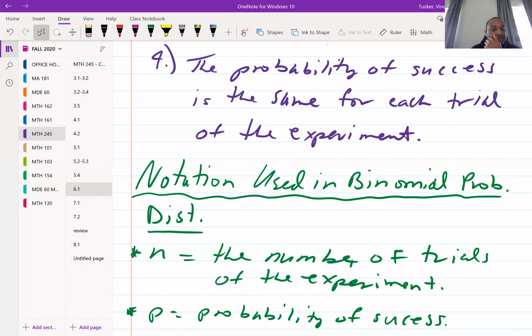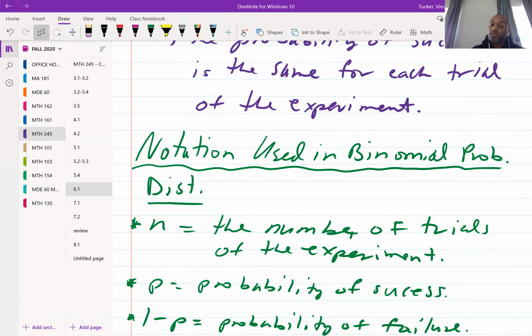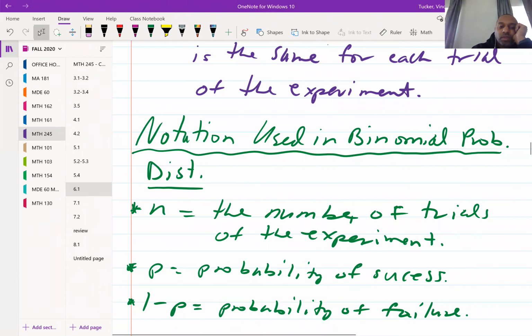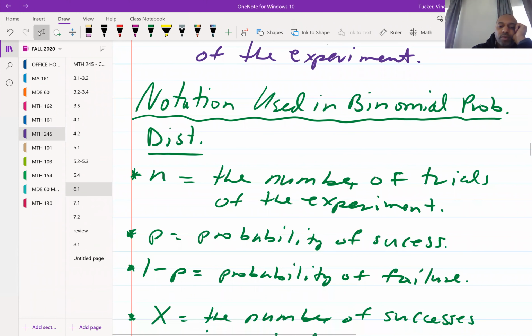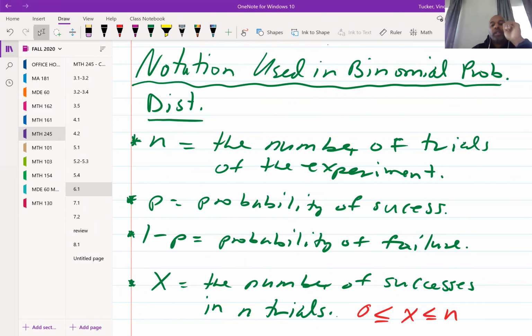So lowercase n is the number of trials of the experiment. P is the probability of success. 1 minus P is the probability of failure. X is the number of successes in n trials. So notice X is going to be in between 0 and n inclusive.